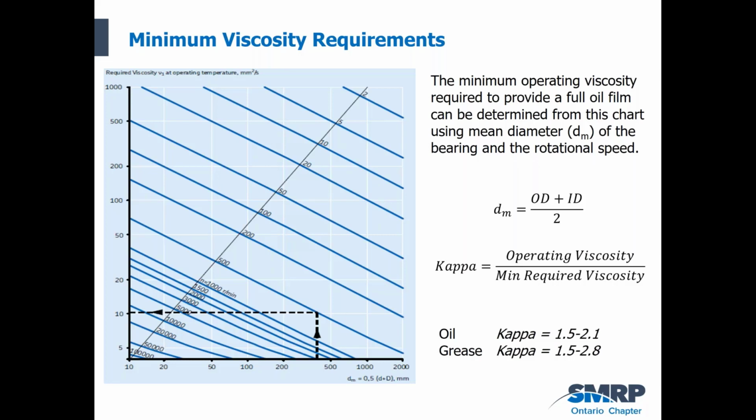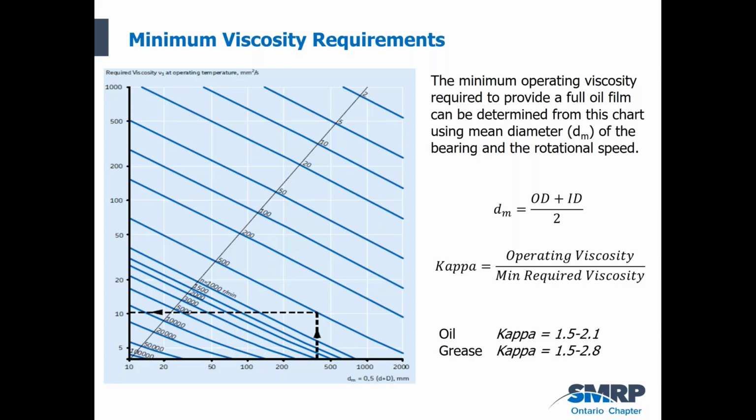This is a nomograph that is from SKF. Looks complicated, but it's actually pretty simple. What you need to do is to determine the bearing dimensions, either by measuring it or obviously looking at the bearing number in a catalog. But either way, we need to know the dimensions of the bearing, meaning the outside diameter, the inside diameter, and we actually add those two together and divide by 2. And that gives us what's called the mean pitch diameter, or D subscript M.